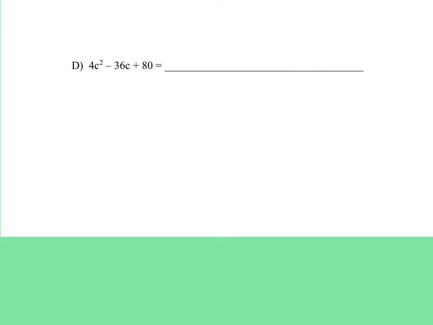Is there a GCF on this one? Yes. What is it? 4. Yes, 4 goes into all of them. So when we pull that out, what's going to be left? C squared minus 9C plus 1. Yeah, but you didn't put your greatest common factor.